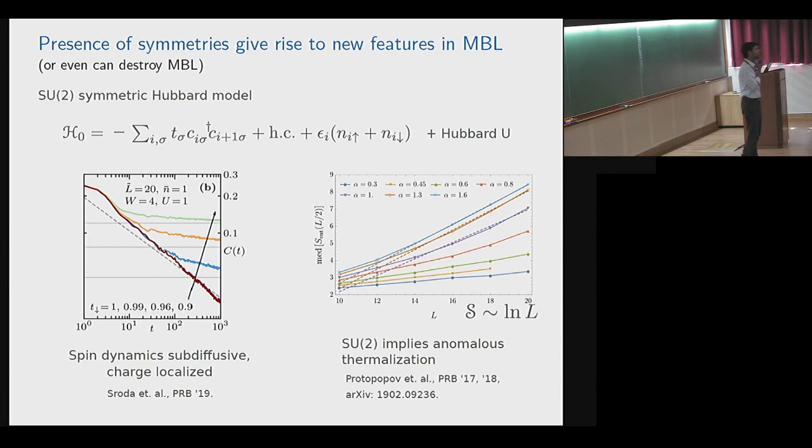So the overall physics is the following: one believes that eventually, because the spin degrees of freedom are delocalized, the charge will feel the spin as a bath. And eventually the charge will also delocalize. So currently what one believes is that in an SU(2) symmetric system, eventually there will be a thermalization, but this thermalization will be anomalous. It will not be a quick thermalization, it will be a very slow thermalization. Okay, so that's an SU(2) symmetric system.